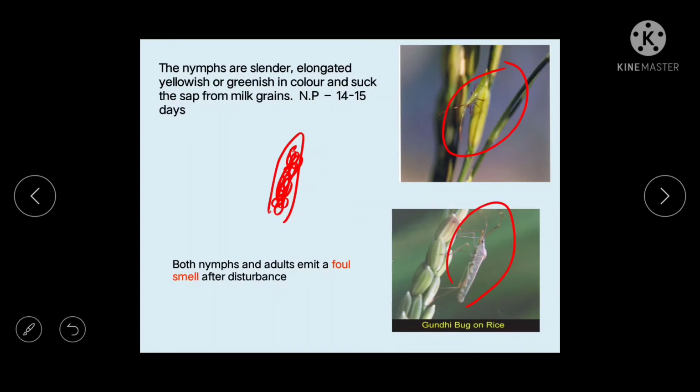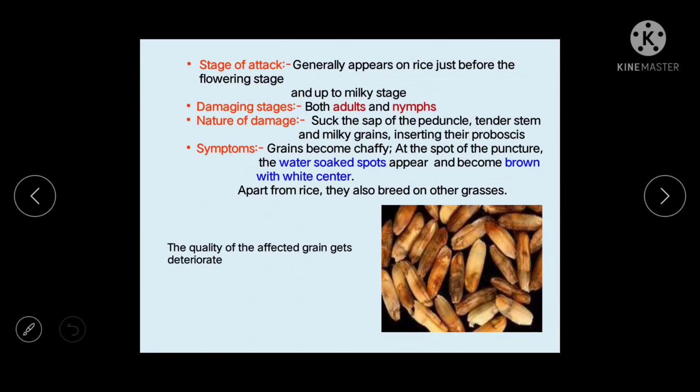As a result, what will happen? A foul smell will come. When the nymph and adult suck the milk grains, you will find that a foul smell is coming, chaffy grain will form, and they will also deteriorate the grain quality because they are attacking the grain. As a result, the grain becomes chaffy and there will be one spot wherever they puncture.